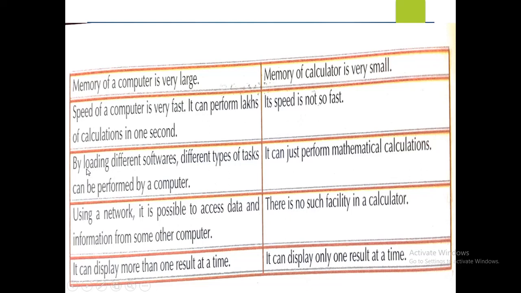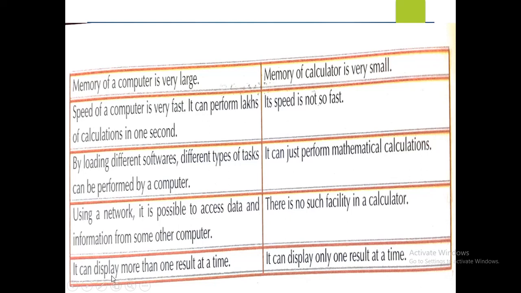Then by loading different softwares, different types of tasks can be performed by a computer. So if we install different softwares, we can perform different types of functions with the help of the computer. But the calculator can just perform mathematical calculations. Now, using a network, it is possible to access data and information from some other computer. So we can collect data or information from some other computer using a network. But in a calculator, there is no such facility.